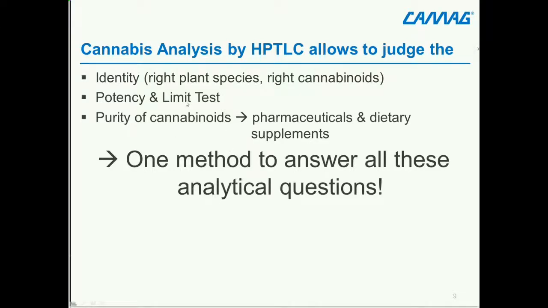But for all of those different tasks, we can have one method to answer these different analytical questions. We can either test the raw materials, or we can test process intermediates, and we can test the finished products.